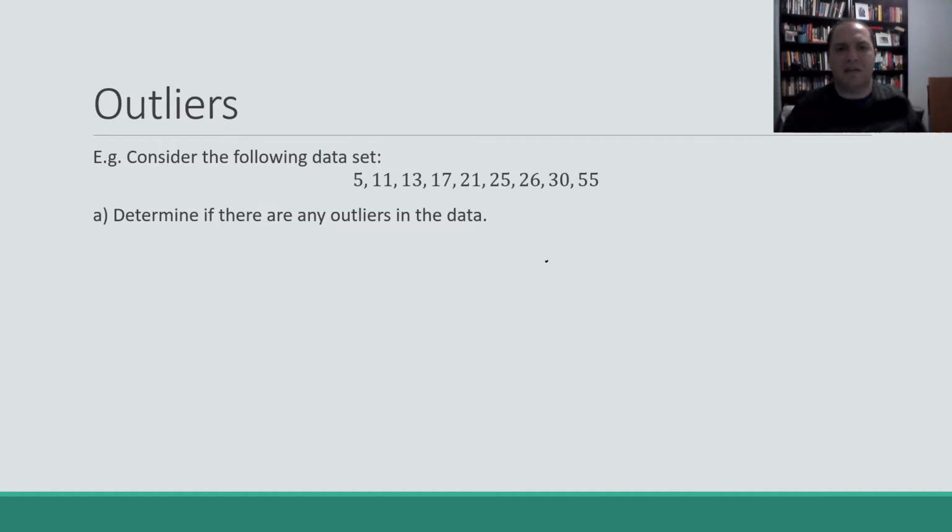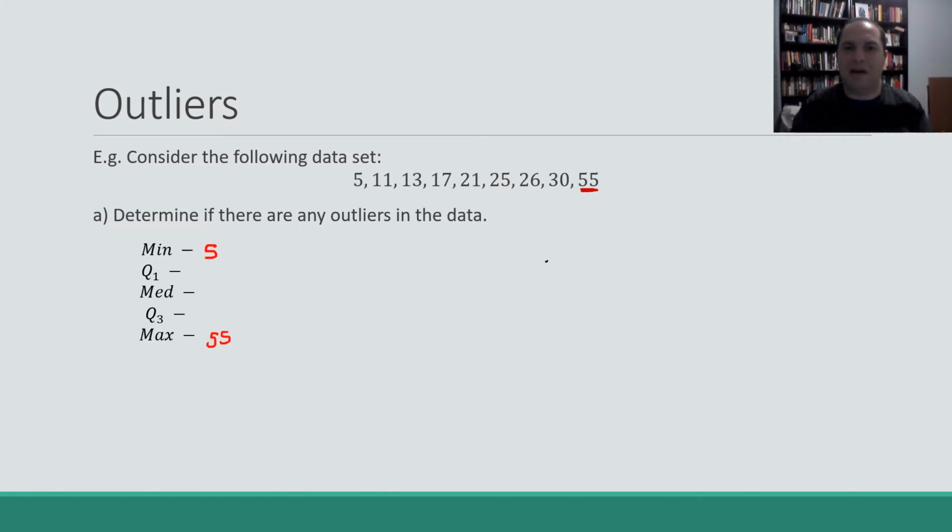Alright, so let's consider the following data set and work out if there's any outliers. Just looking at it, this score of 55 looks a bit dubious. It is much higher than all the others, but we need to see if it meets our definition and can actually be called an outlier. So we need to work out our 5-number summary first. So again, we'll do easy ones first. Our minimum is 5, our maximum is 55.